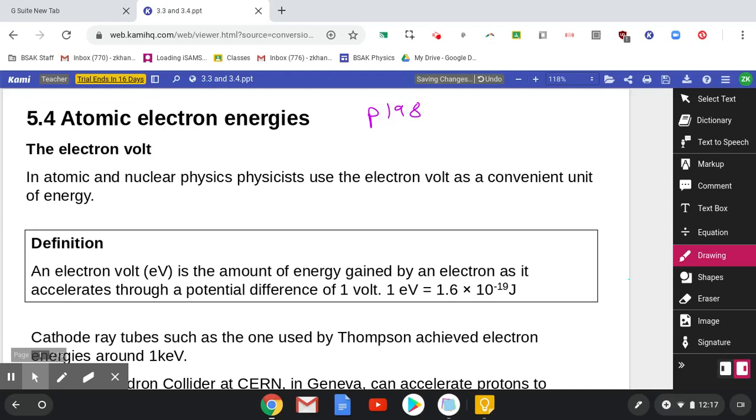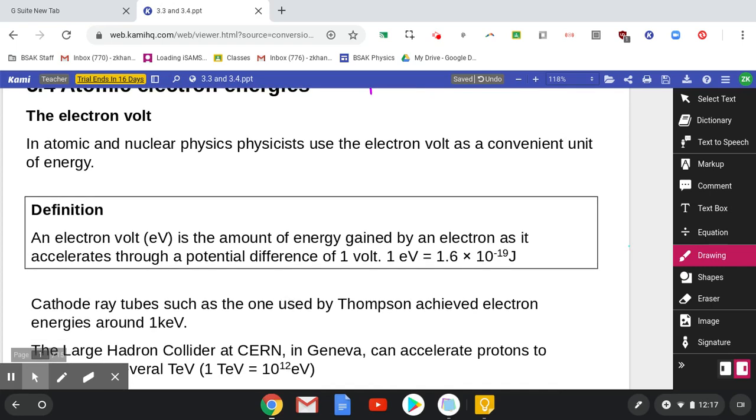Right, guys, we are going on to page 198, 5.4 atomic electron energies. So what I'm going to start off with is defining something called the electron volt. It's a convenient unit of energy, especially in quantum physics and particle physics. The definition, something you will need to know, is the amount of energy gained by an electron as it accelerates through a potential difference of 1 volt.